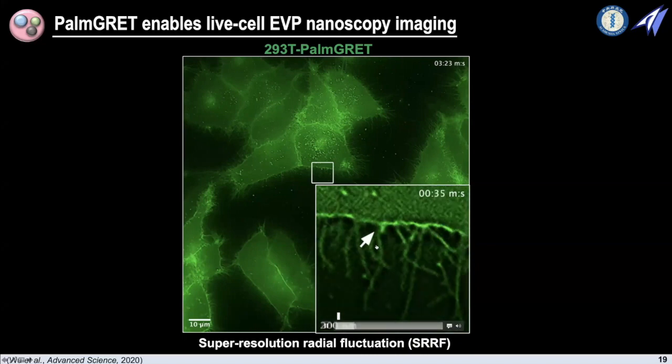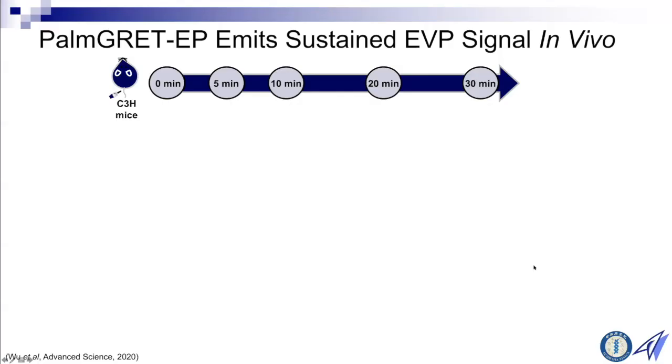After the nanoscopy imaging, following the in vitro study, we want to see whether our reporter can be detected in in vivo imaging. Here we are using labeled 293T cells. After we harvest the PalmGRET EPs, we inject the EPs into C3H mice, and then we use 100 microliters for proof of principle.